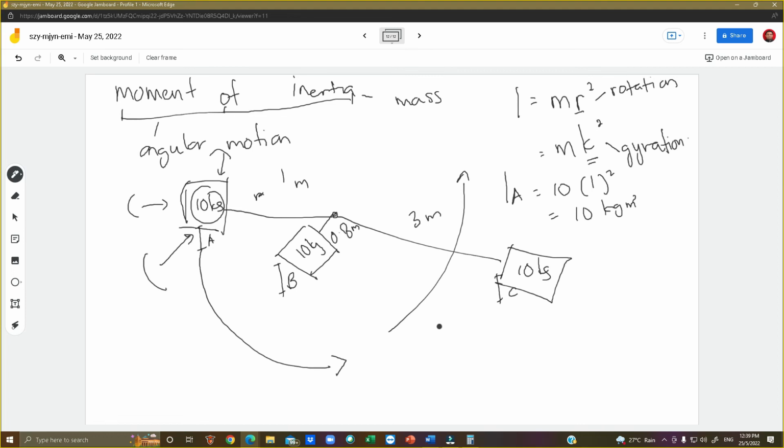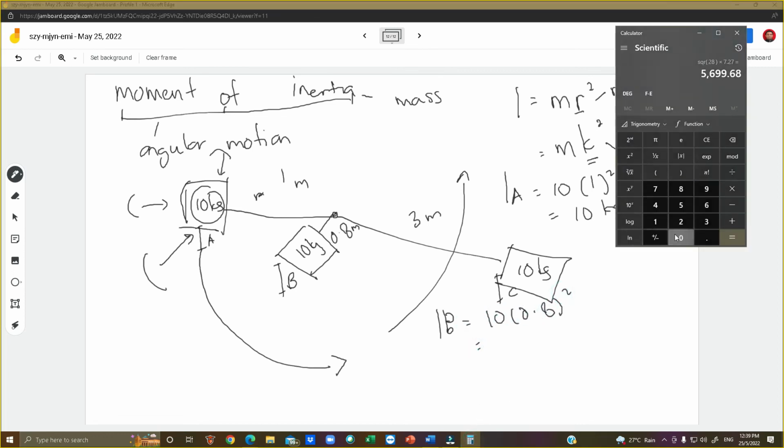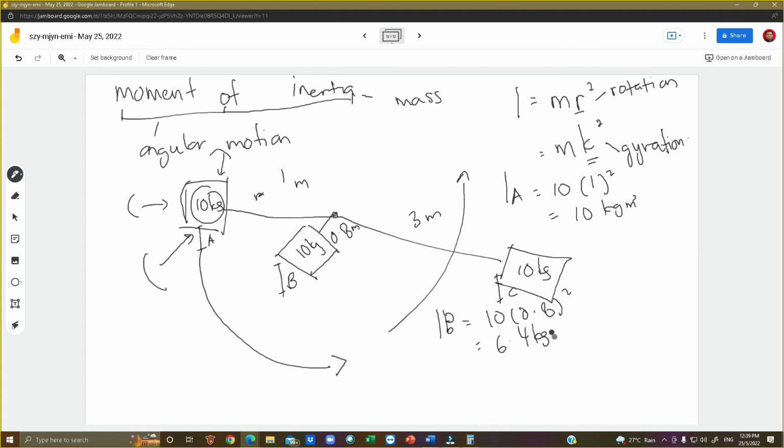IB equals 10 times 0.8 squared. Berapa ni? 0.8 squared by 10, 6.4 kgm squared. And IC equals 10 times 3 squared. So that will be 90 kgm squared. Nampak? Kotak sama je. The kotak is still the similar box. Yet, if the radius is shorter, you are going to get the least weight.